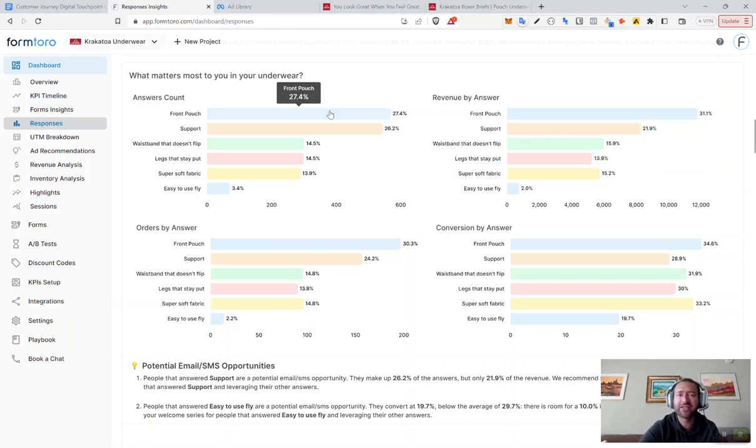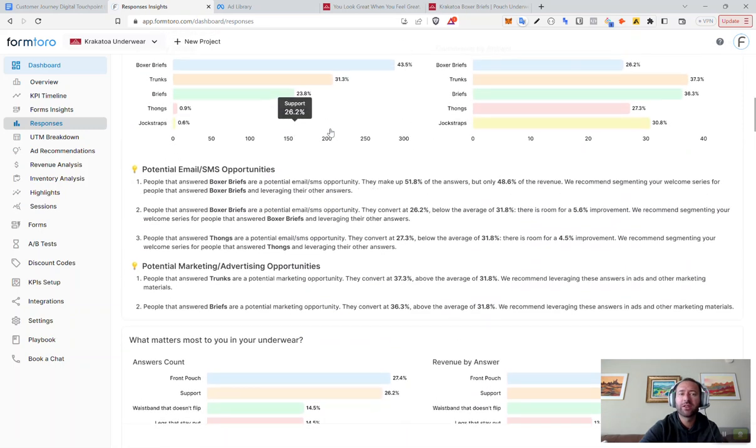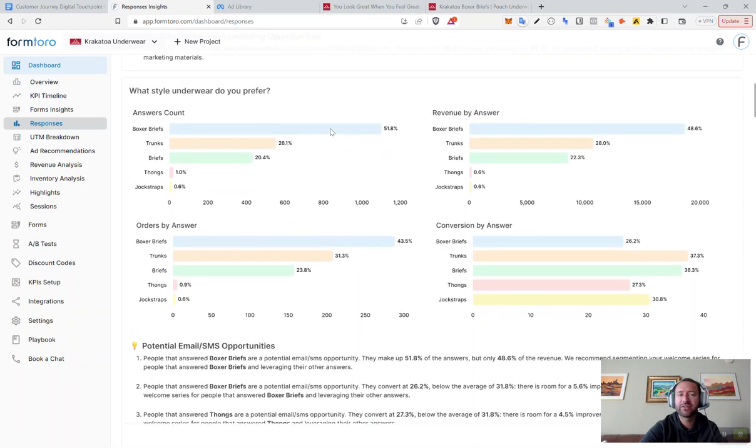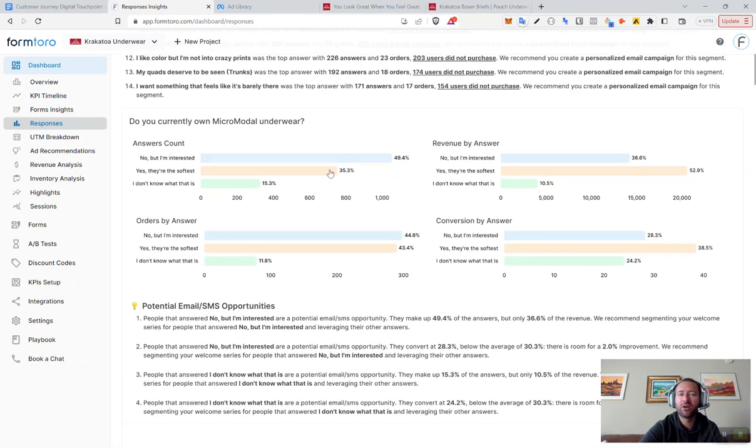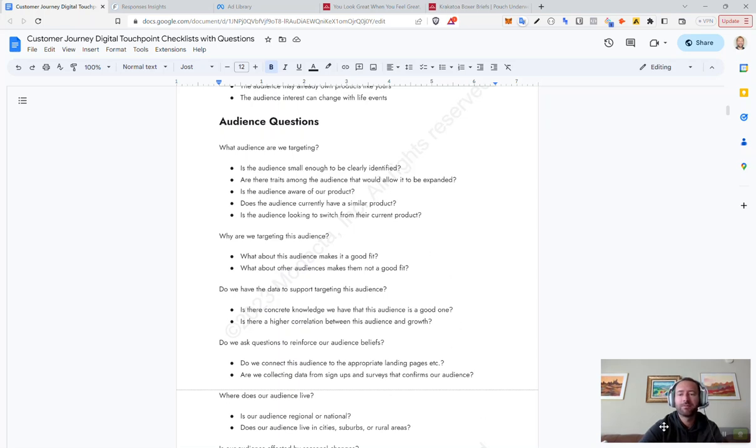So this is what data collection does and allows us to define who our audience is. Our audience is people that need a front pouch that's supportive, that are interested in boxer briefs, trunks to a lesser extent, and that know what micromodal is, but there are gaps for people that don't know what it is as well. So we're using that data to understand exactly who the audience is, and we need to have that knowledge that lets us know that they are a good audience, and that there's a correlation between that audience and growth, hence the conversion rates and the revenue that's coming in based on the answers provided.